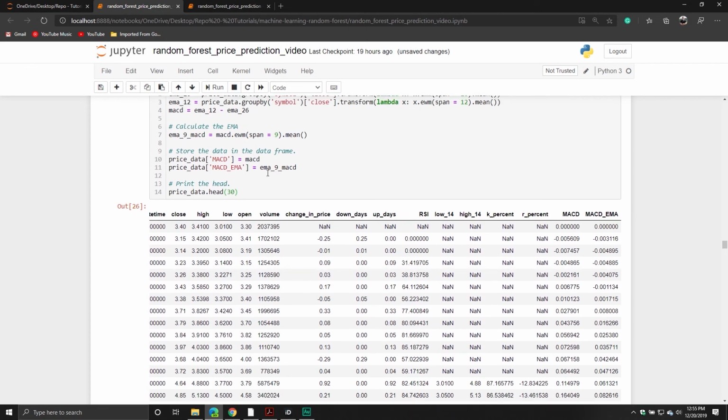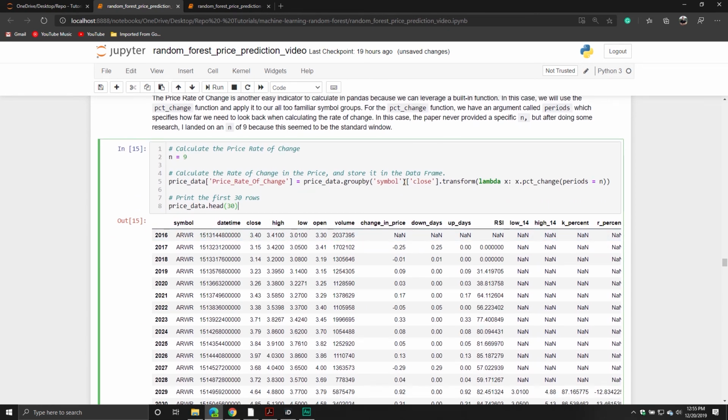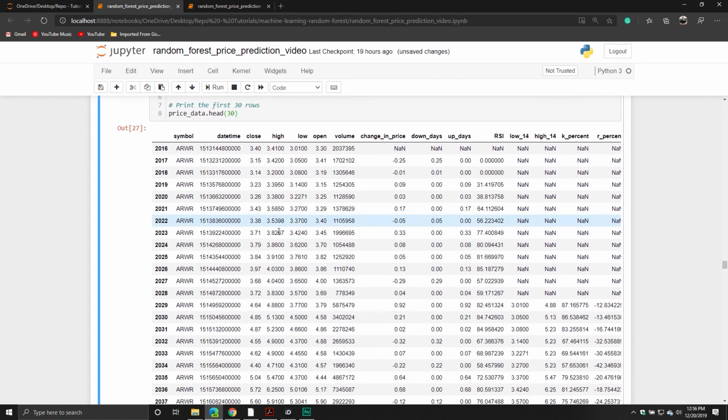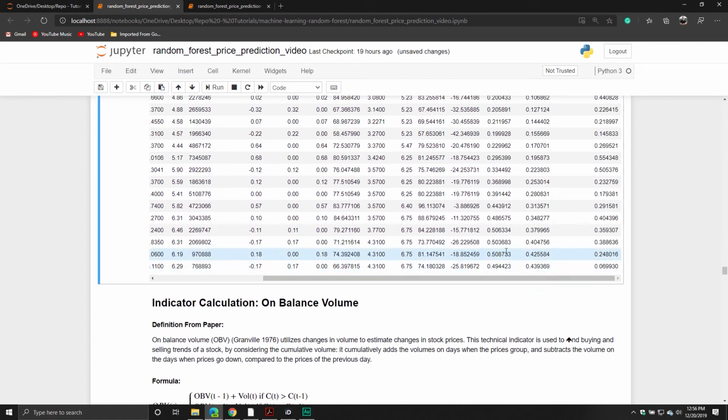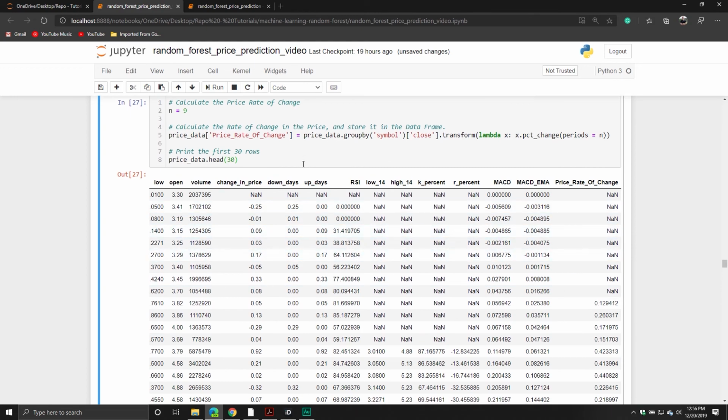So we're not going to be making a copy or anything like that. I'm still going to be taking my closing. I'm still going to be doing my transform, and I'm still going to be doing a lambda function. The only thing that is changing is I'm using this percent change method, and then I'm specifying my window or my periods. In this case, it is 9. So I specify 9 up here, and then I add that to my main data frame, just all in one line. So again, another way of doing it if you so choose. And then you can see we now have our price rate of change.